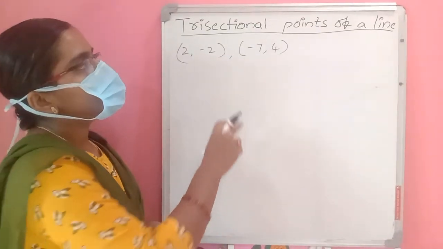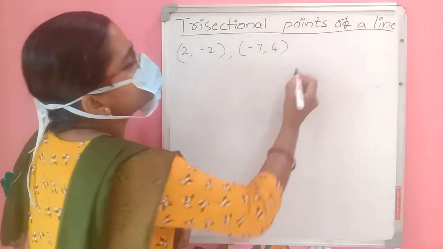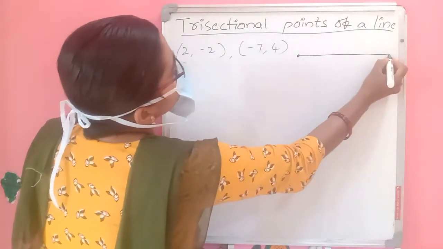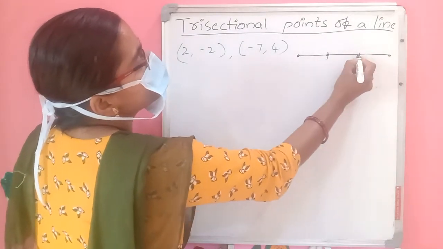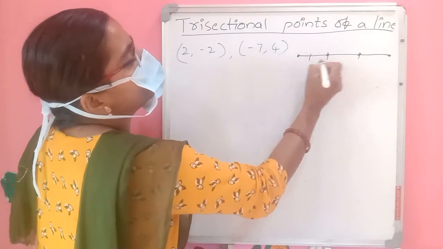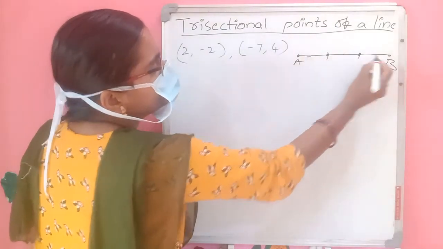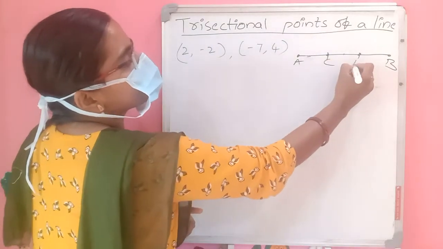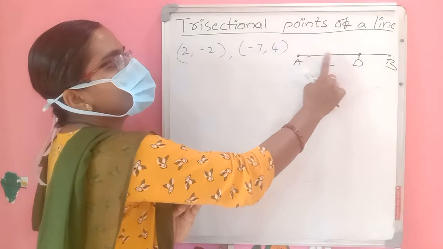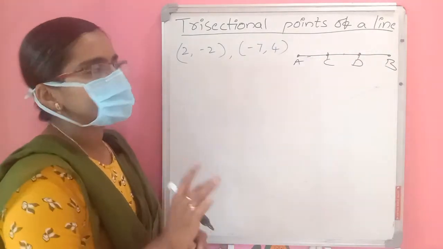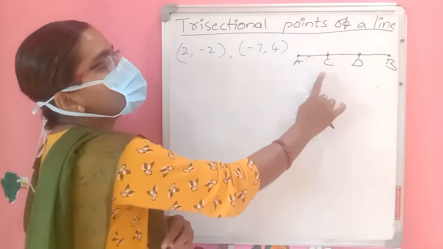Next we have trisectional points of a line. Trisection means we have 2 points which divide a line into 3 equal parts. So AB is a line, and on this we have 2 points C and D. These 2 points divide this line into 1, 2, 3 equal parts. Then those 2 points are called the trisectional points of a line.